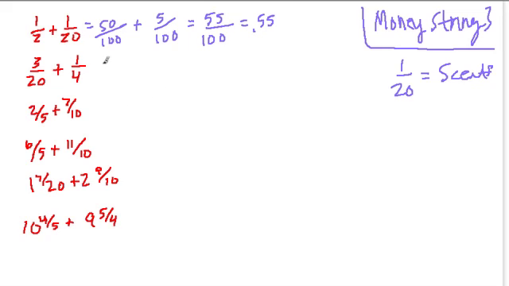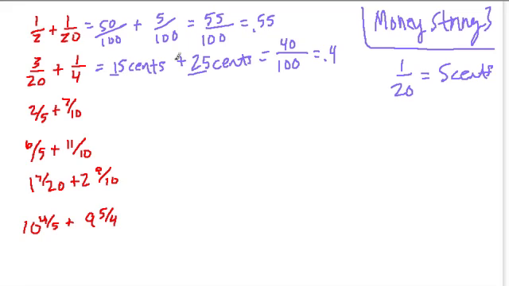Alright, so moving on to the next one, we have 3/20ths. So if 1/20th is 5 cents, 3/20ths has to be 15 cents, right? It's 3 nickels. Plus 1/4, that's a quarter. What does that equal? That equals 40 cents, or 40 out of a dollar, or 40 out of 100 pennies, which is equal to 0.4, right? 40 cents, 25 and 15.